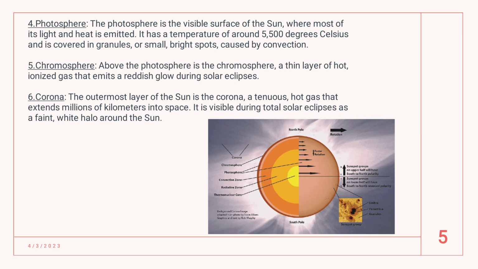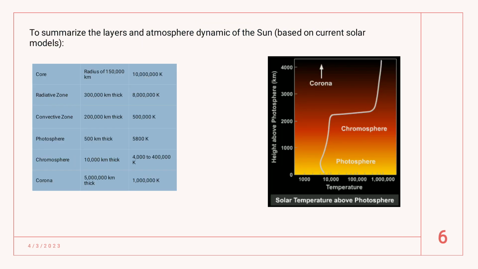The last and final layer of the sun is the corona. It is the outermost layer of the sun. It is visible during the solar eclipse as a faint white halo around the sun.